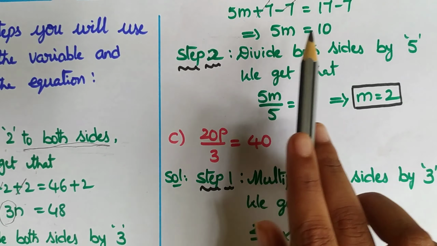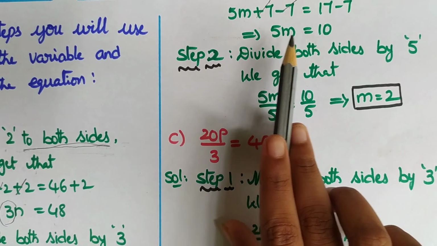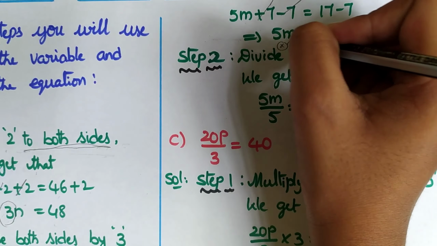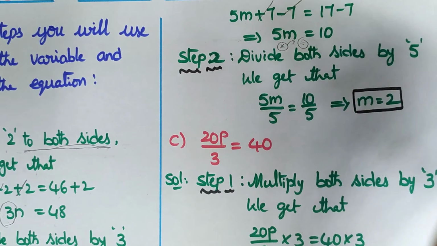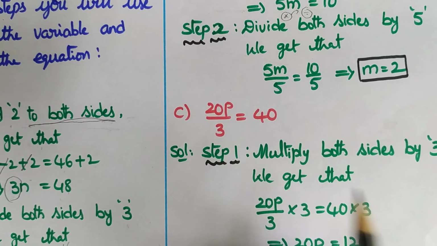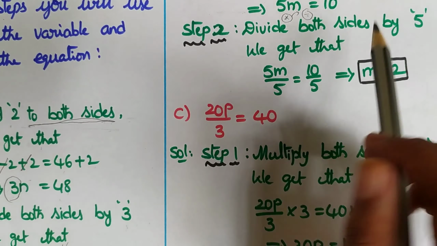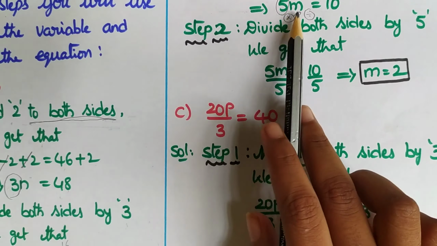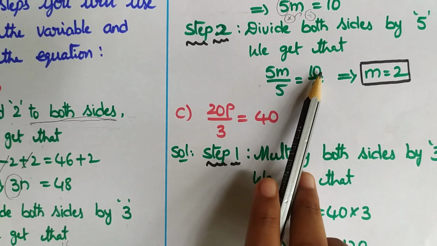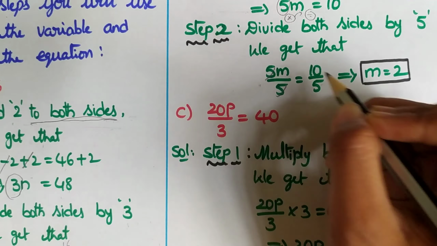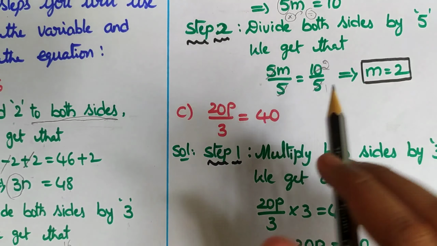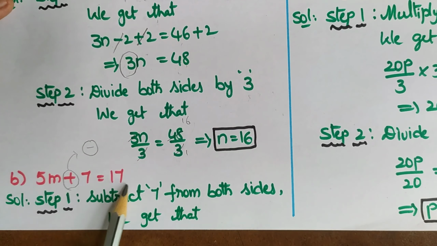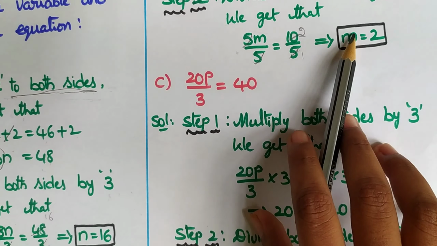Here 5m is equal to 10, where 5m is 5 into m. So here it is multiplication. We have to do opposite to multiplication. Which is opposite to multiplication? Division is opposite to multiplication. So step 2 is divide both sides by this number 5. Divide both sides by 5, we get that 5m by 5 is equal to 10 by 5. Here 5 get cancelled and 5 ones are 5, 5 2s are 10. So m equal to 2. Therefore 5m plus 7 is equal to 17, where m equal to 2 is the answer.